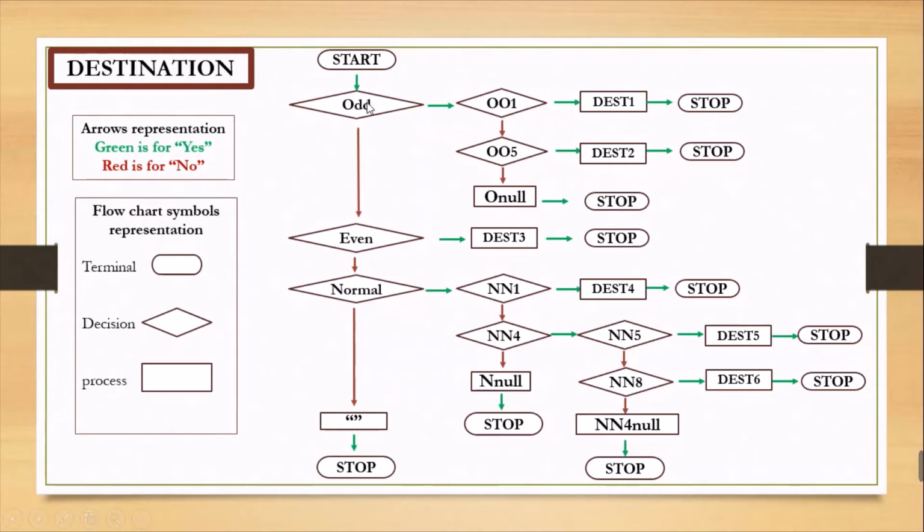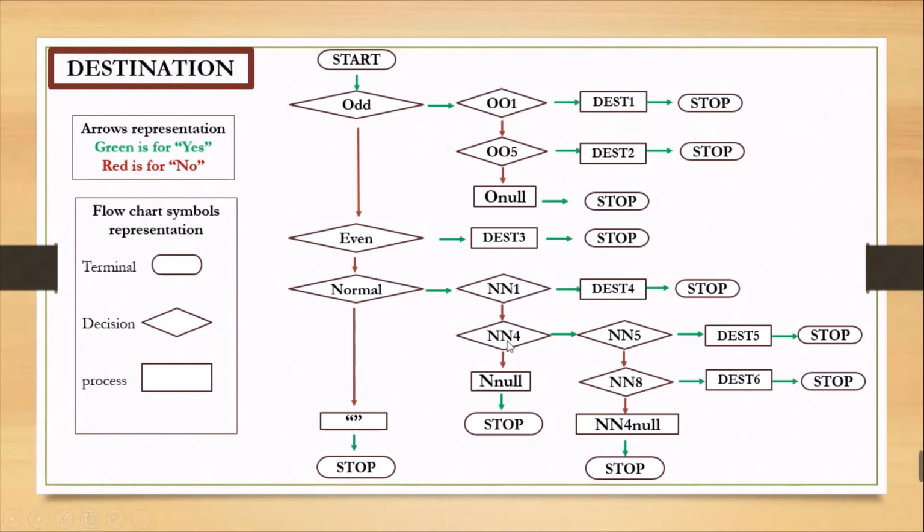Back to odd. If it doesn't select odd, we'll check if the person selected even. If even, then you take destination 3 and stop. This is pretty straightforward, like the first if function we did in the previous video. But if not even, it goes to normal to check if it is normal. If it's normal, it checks if it is NN1. If it is NN1, it takes destination 4, then stops. If it's not NN1, it checks if it's NN4.